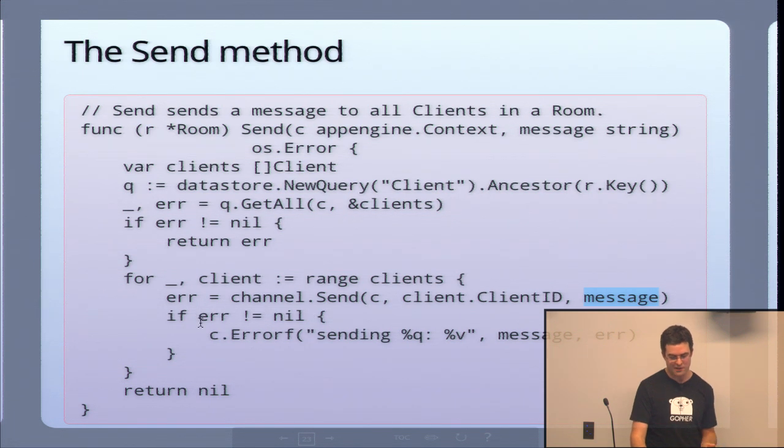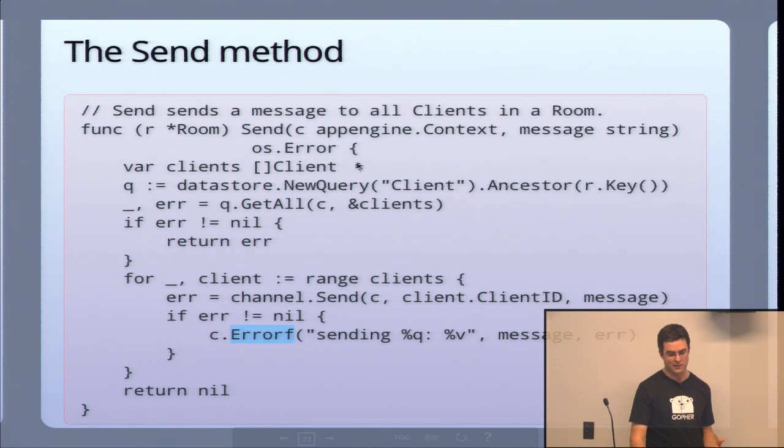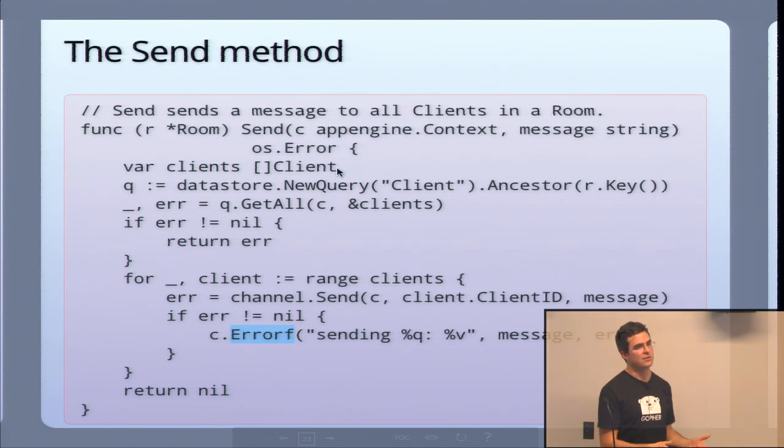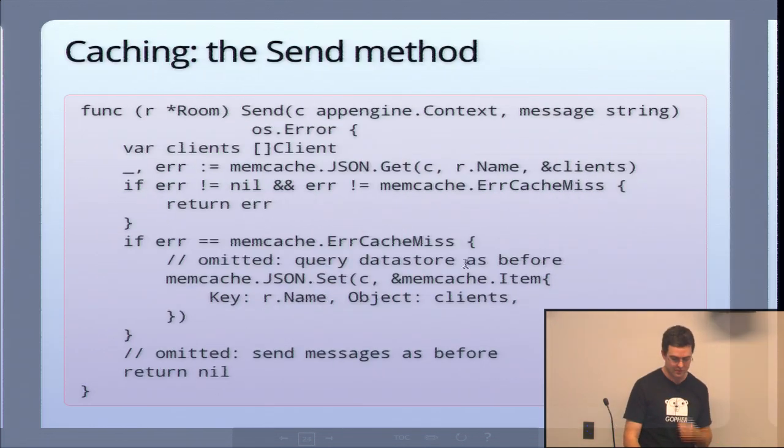If it encounters an error, instead of returning the error to the user and telling them their post was unsuccessful, I just call the errorf method on the AppEngine context, and that writes an error message to the admin console in AppEngine. So I can log into the admin console and see if there's something wrong with the AppEngine infrastructure, or see if for some reason my messages aren't being sent correctly to clients. But if a particular client doesn't receive a message, that's not really an error that I should concern my end user with. It's more of a programming issue.